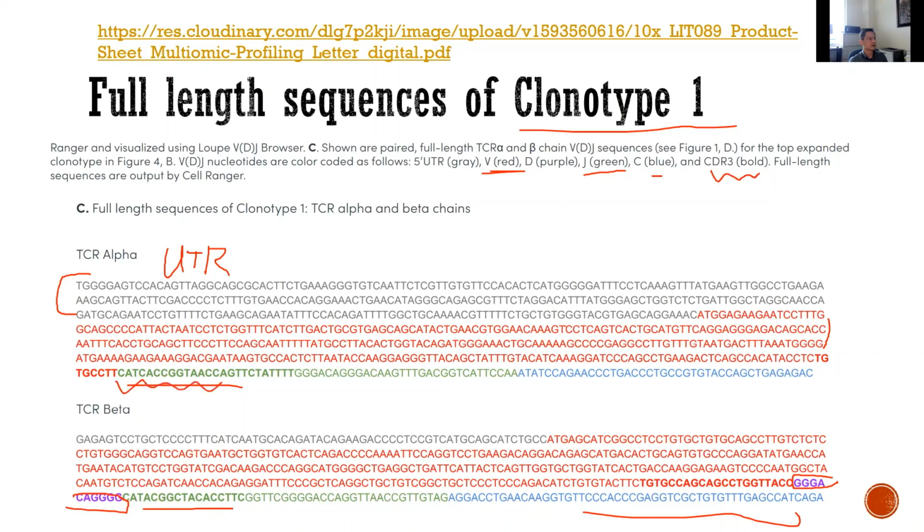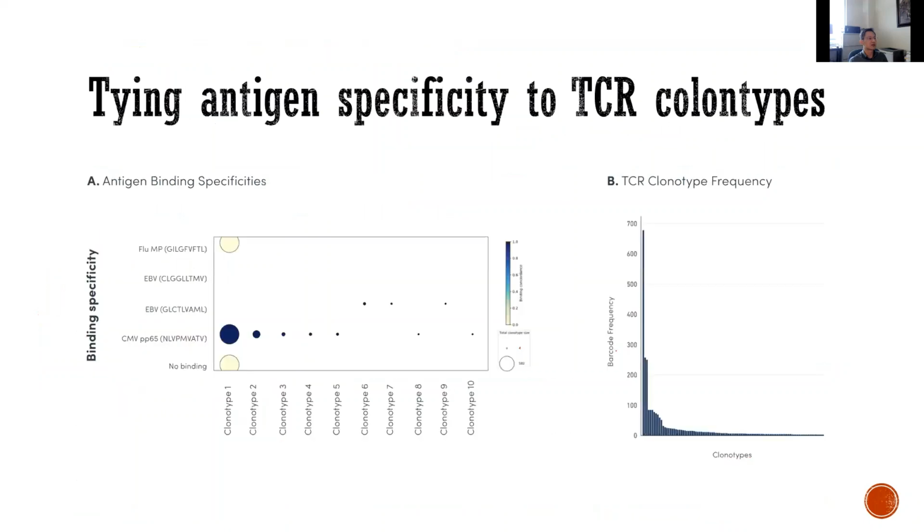So here is the CDR region for the alpha chain, and then here is the CDR region for the beta chain, CDR3. Yeah, so this is a full length sequence. So you have the pairs, you know the clonotype, which pair of alpha and beta chain are combined. And you also have the full length. So that gave you the full information about the receptor structure combinations.